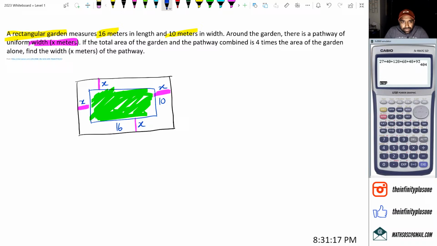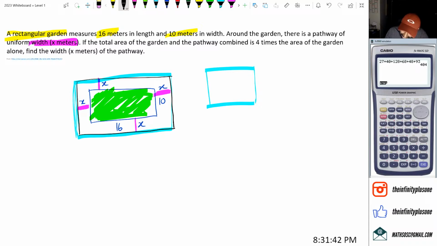The next thing it says: if the total area of the path of the garden and the pathway combined is 4 times the area of the garden alone, find X. All right. So what we've got here, I'm going to try and show you in a slightly different way. Imagine it like this. We've got this big blue triangle. Sorry, not triangle, rectangle. This blue rectangle is actually equal to 4 times the area of the garden.